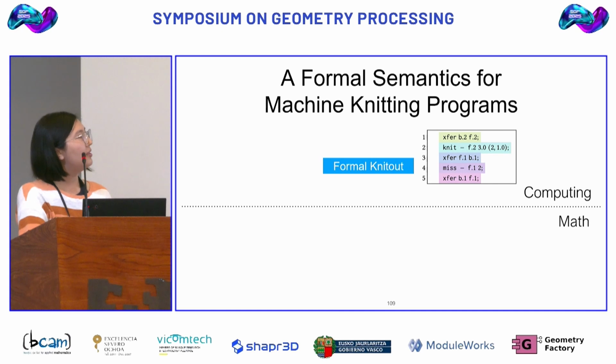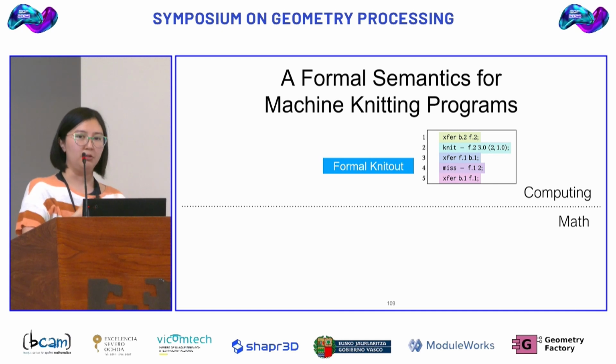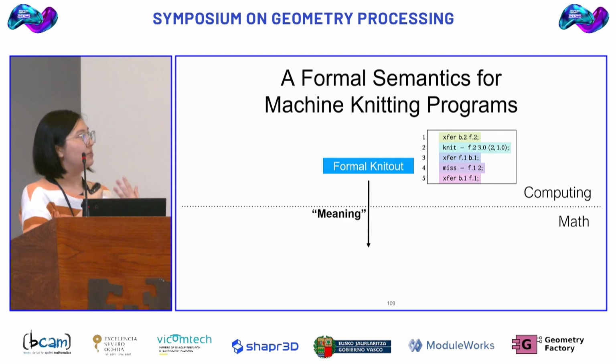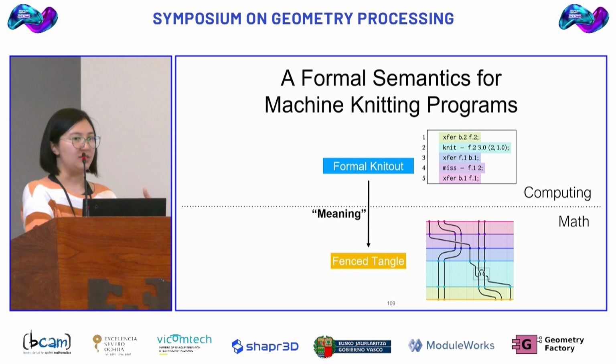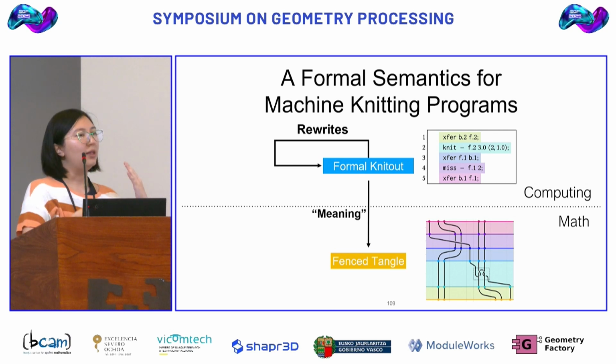And so now that we've come up with this mathematical domain of what knitting machine programs mean, we can start establishing a semantic function where we go from specific knitout programs to specific fence tangles. And then when we examine whether a program rewrite or transformation actually preserves equivalence or is correct, we can look at the underlying fence tangle and appeal to that, topologically speaking.